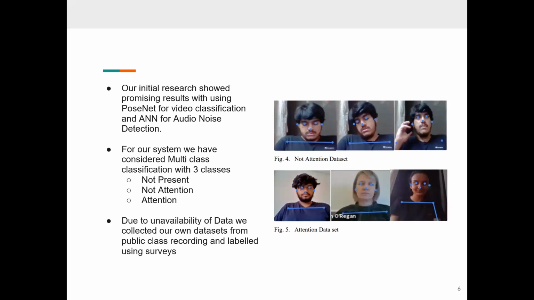So what we tried to do was implement a multi-class classification with 3 classes: not present, not attention, and attention. We tried to include not present because if no one is present in the lecture, then attention is of course 0. It is worse than not paying attention because no one is present in the lecture at all. So we tried to implement a 3-class classification.